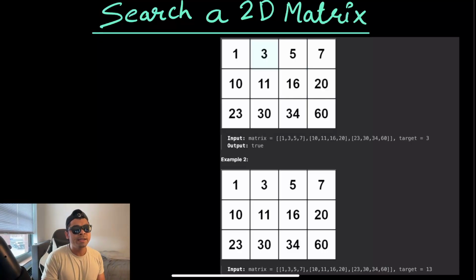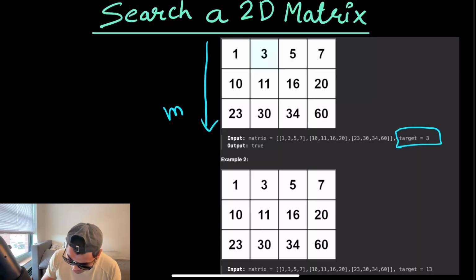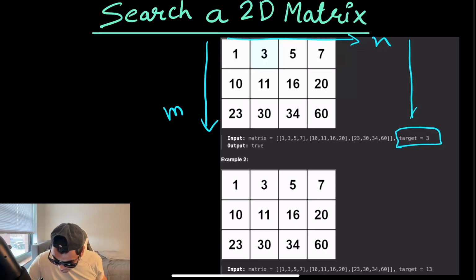First things first, we're going to find the row where our target should be. In the first example, you can see our target is 3. Our matrix is basically m by n size, so we can say this is m and this is n. That's the size of our matrix. First, we want to find out which row my target would be in. So I will apply a binary search vertically, this way.